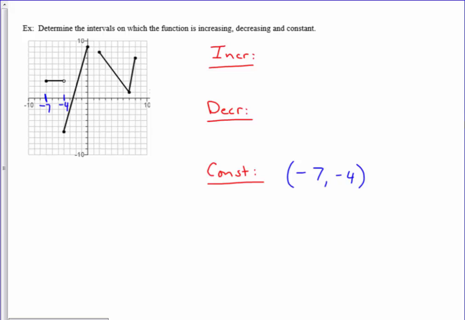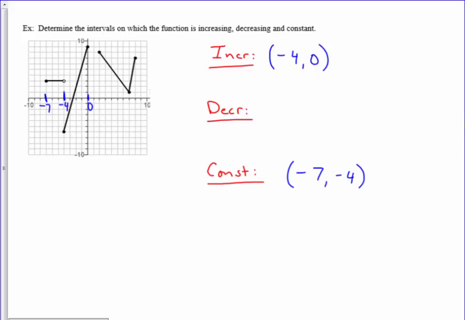Use parentheses around those two endpoints. Remember that because these are intervals, you always want to put your smaller number on the left and your larger number on the right. Go to the next piece, and we can see that for that piece our function's increasing. Well, our function starts at the -4, and it looks like it ends here. That would be 0 on the x-axis. We can see that our function's going uphill, so it's increasing. So the first place it's increasing is from -4 to 0.